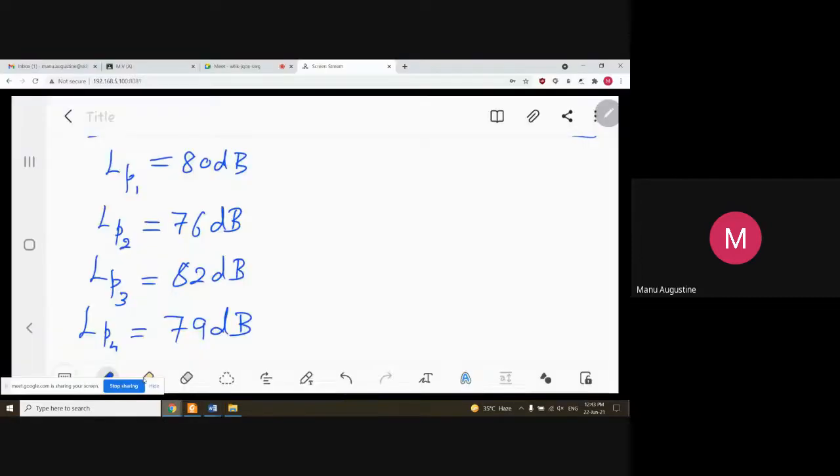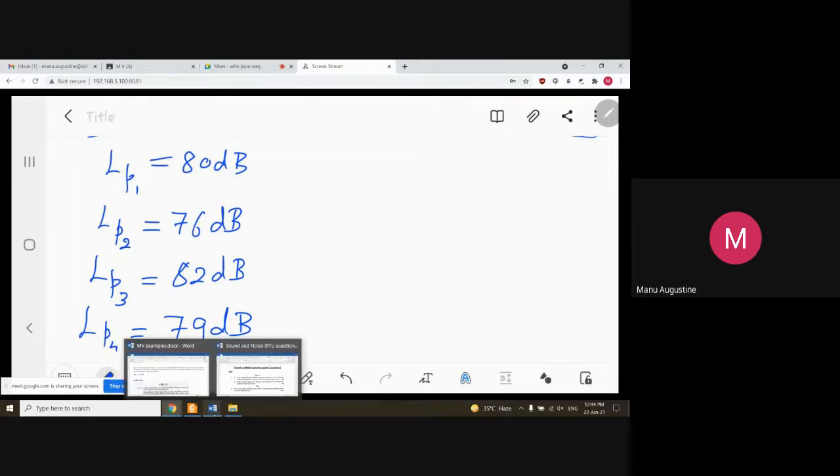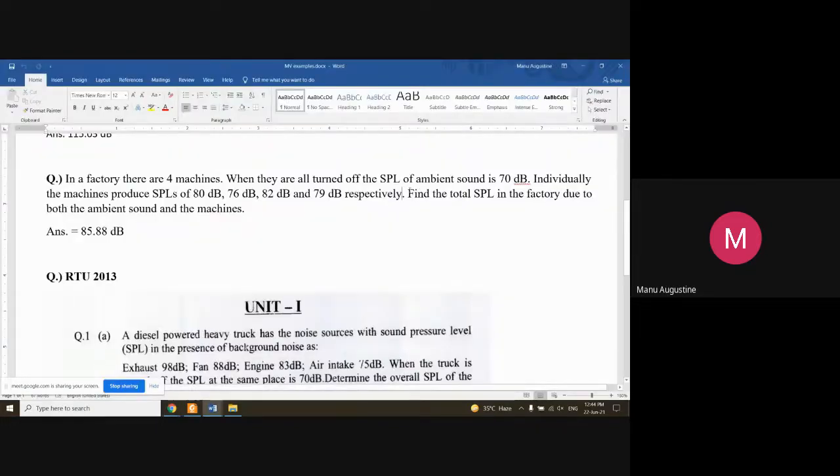I have taken down the data like this. See, so there are 4 machines. I have taken down the SPL levels of each of these machines. And let us see what the question says. Find the total SPL in the factory due to both the ambient sound and the machines.